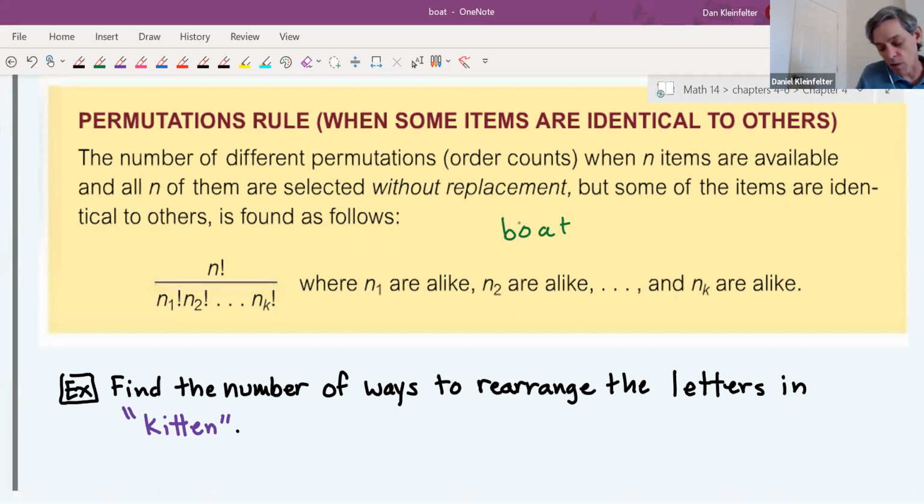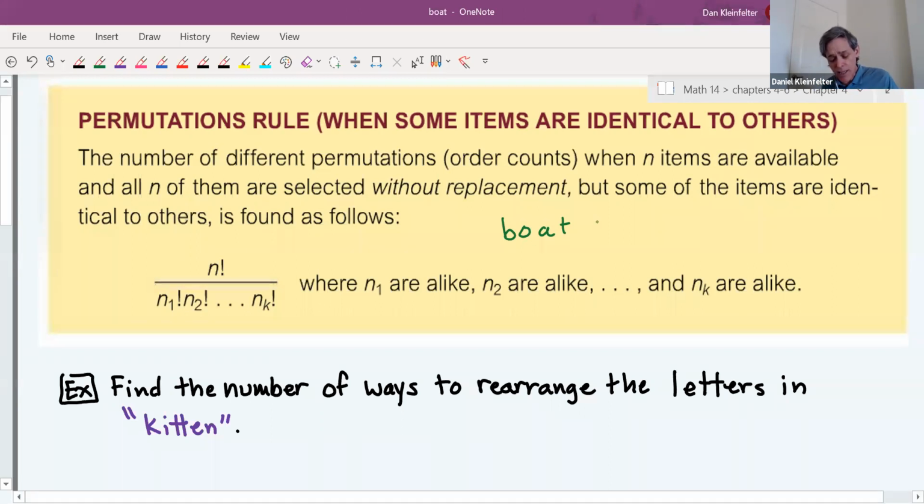Okay, most of them won't make words, but in any case, there's 24 ways for us to rearrange those letters. What this part is about, the next 2 examples, is how many ways there are to rearrange something where some of the things are alike. For example, here we saw that there were 4 factorial or 24 ways to arrange those letters.